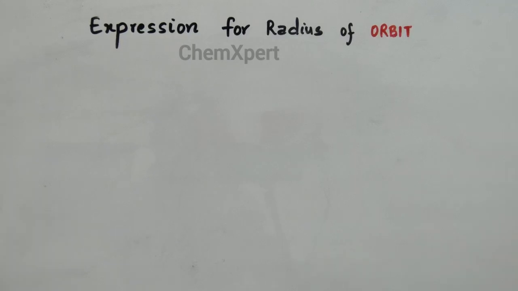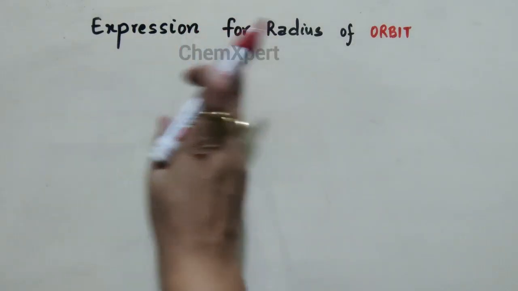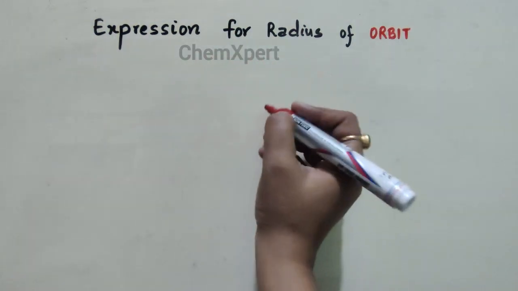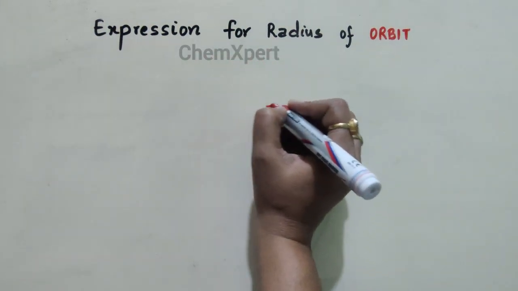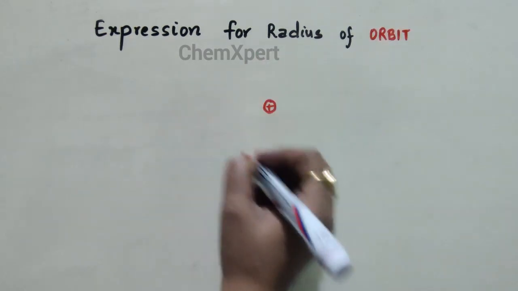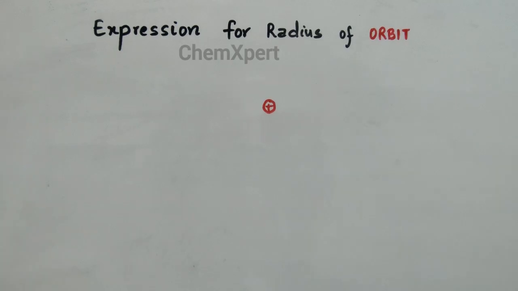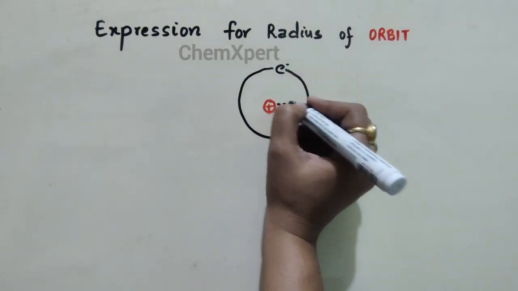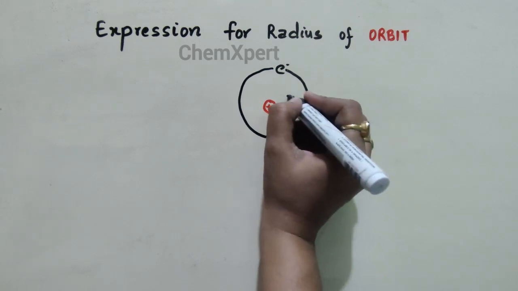Hello everyone, in this video we will derive the expression for the radius of orbit. Now, according to the Bohr model of an atom, in the center there is a nucleus, around which an electron is revolving in a fixed path known as an orbit. So in this video we will calculate the radius of this orbit.